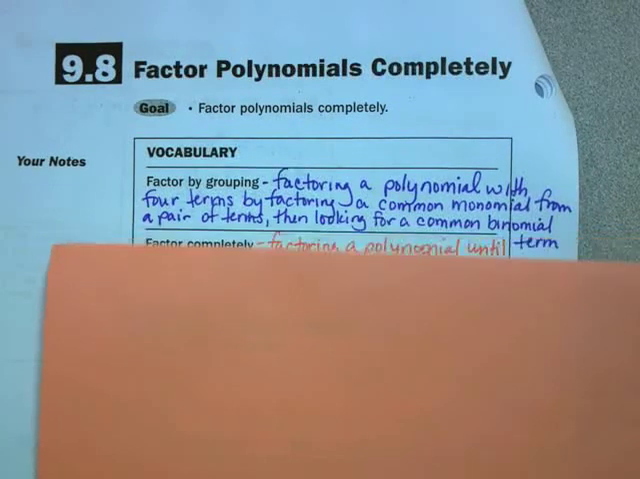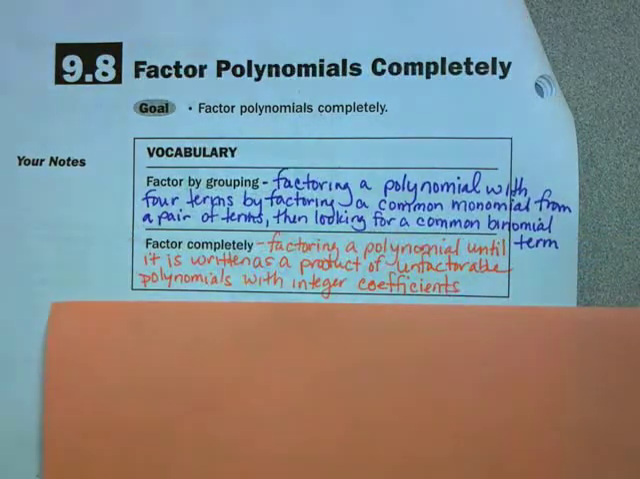The other thing I want to talk about is what does factor completely mean? When we're factoring a polynomial, we want to factor it until it is written as a product of unfactorable polynomials with integer coefficients. So that means you factor it till it can't be factored anymore, and an integer coefficient, that's the number in front, right? What is an integer? It's a positive or negative whole number.